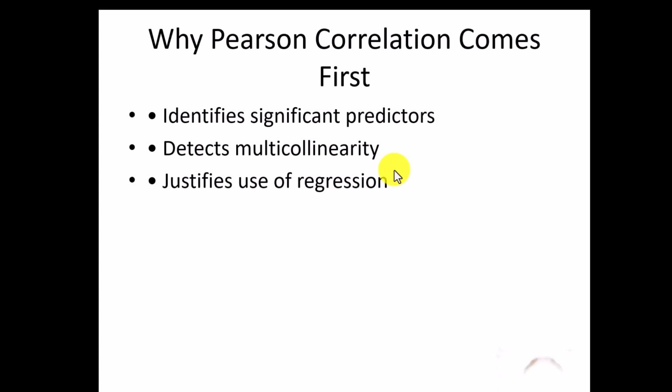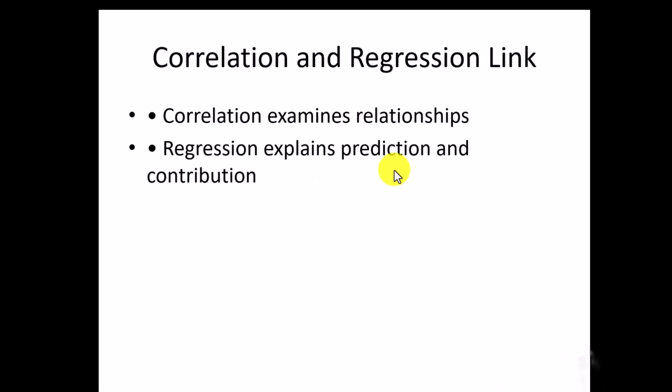And the last is that it justifies the use of regression. When those independent variables are not related, they are not meant to do multiple regression with them. That's why it is advised that you do correlations of many variables and you see those that are well related and those that do not have multicollinearity in their model, then you select the ones you are going to use. So correlation examines relationship, but regression explains prediction and contribution, as well as joint relationship.